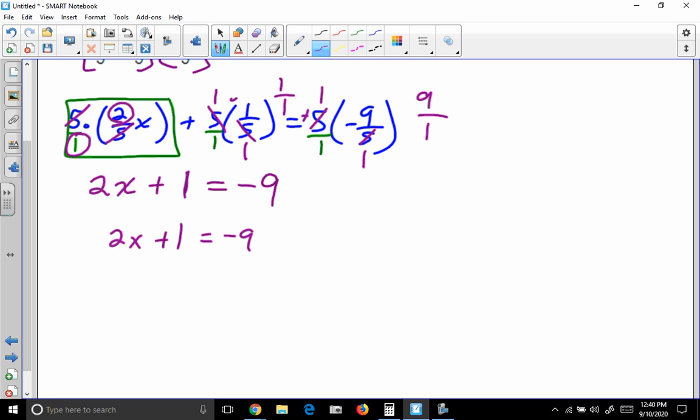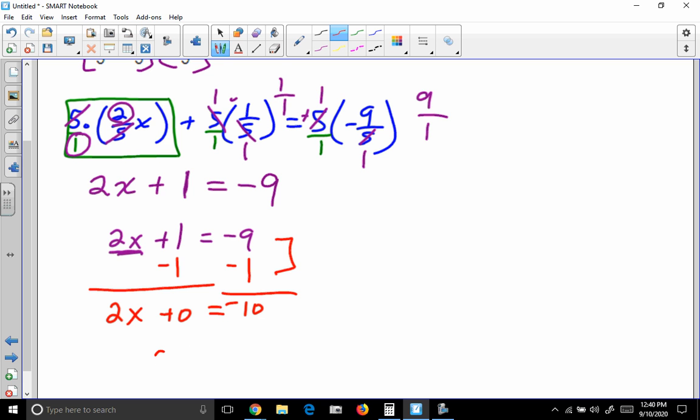So now we want to get all of the x's on one side. This is the only x term, so have it on one side. Every term that doesn't have an x goes to the other side. So we want to move this. To make it go away from this side, we do the opposite. So subtract 1. So bring down the 2x. 1 minus 1 is 0. So we could put the 0 or we could leave it off. These have the same signs, so add the digits, take the sign of the bigger. So we get 2x equals negative 10.